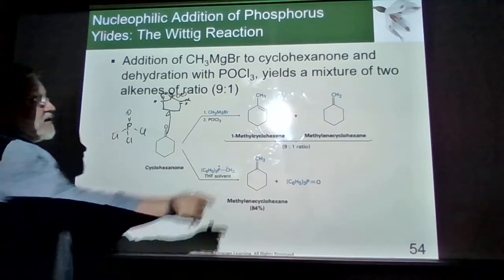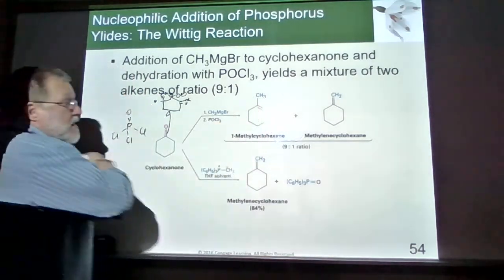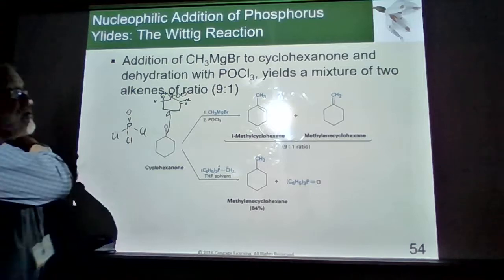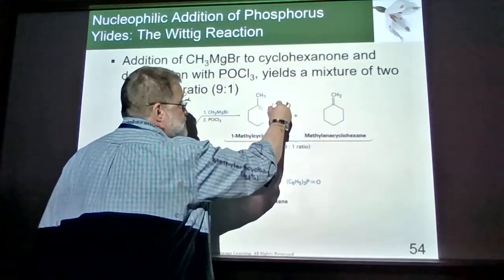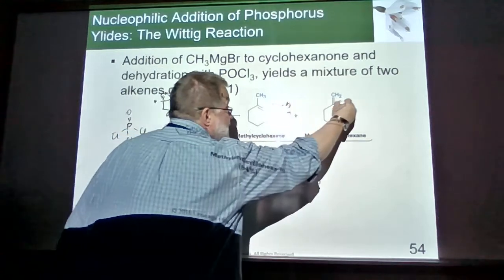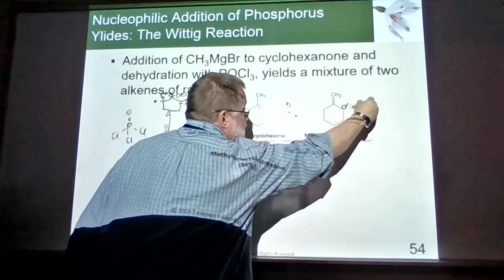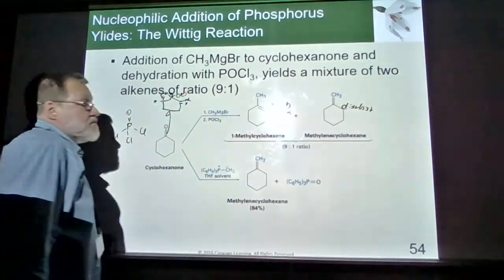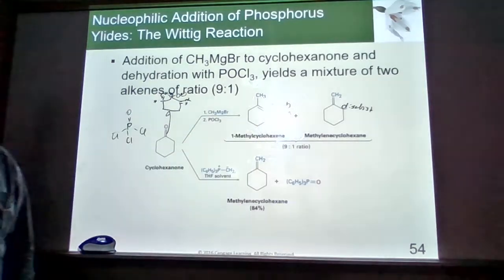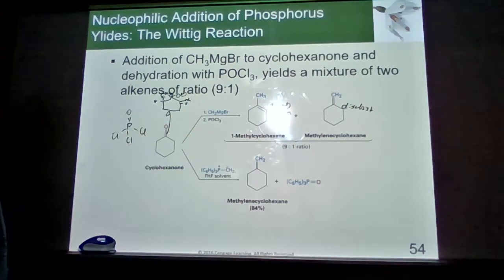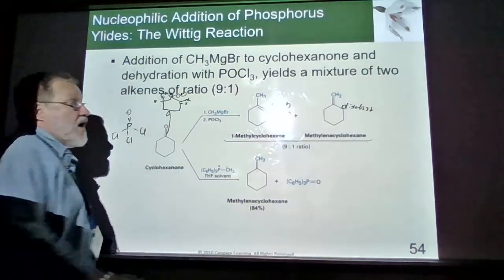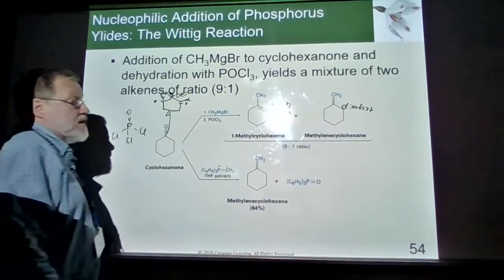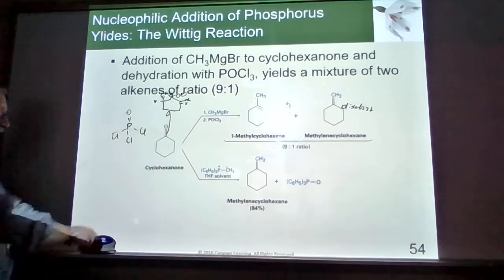We get primarily the tri-substituted double bond. This is a di-substituted. So the double bond inside the ring is favored due to forming the more substituted alkene. We do get some of this exo double bond, but we don't get a lot of it.